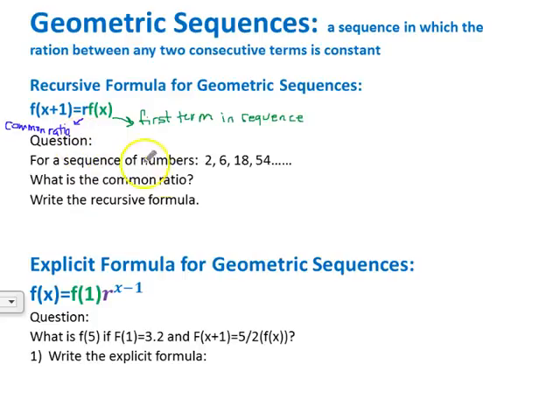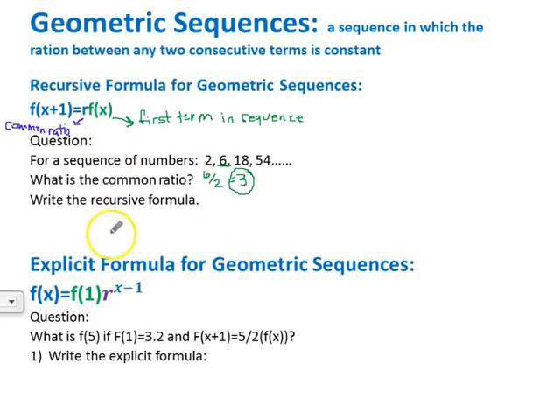So now, if we have a sequence of numbers 2, 6, 18, 54, first of all, what is the common ratio in that sequence? We'll take any number in the sequence and divide it by the previous one. If I take 6 and divide it by 2, I get 3. If I take 18 and divide it by 6, I get 3. So the common ratio is going to be 3.